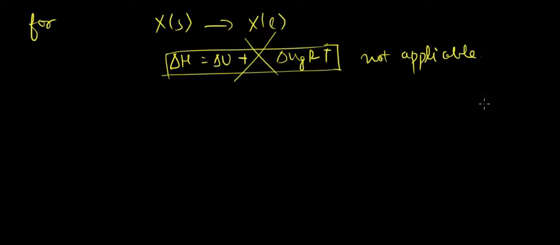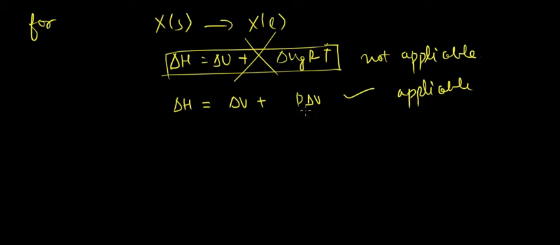What is instead applicable would be delta H is simply delta U plus P delta V. So this is applicable, and we have to do the calculation keeping this equation in mind. This is P delta V.